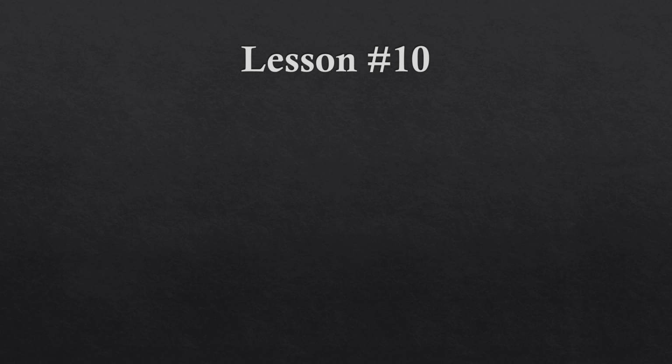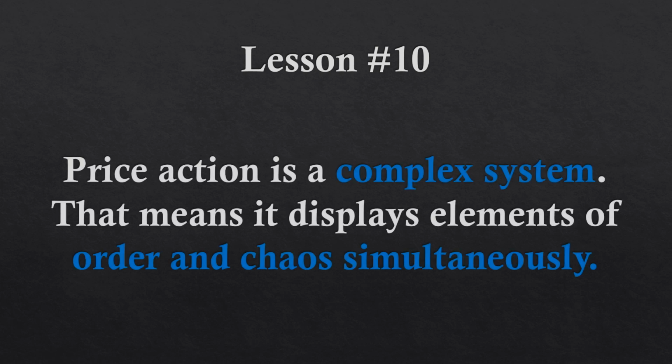Lesson number 10. Price action is a complex system. That means it displays elements of order and chaos simultaneously. The financial market is considered to be a complex system, which the main characteristic is to display order and chaos at the same time. Most people think that something can either be orderly or chaotic, but these two elements are not mutually exclusive. That means sometimes trading is very easy and sometimes trading is impossible.